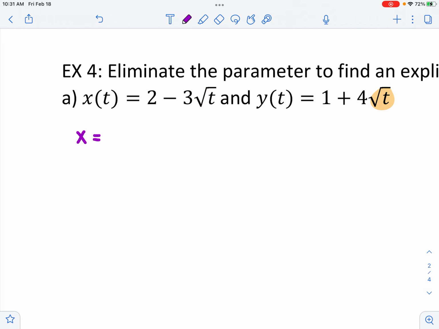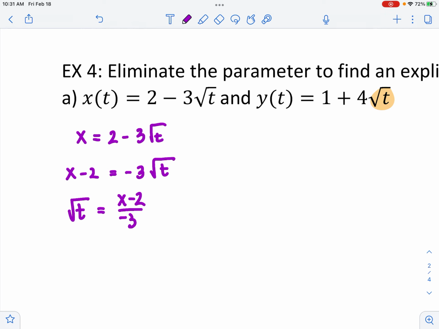So this equation is x equals 2 minus 3 root t. And I'm going to solve this equation for root t. So I'm going to subtract 2 from both sides. And then I'm going to divide both sides by -3. So I have root t is the same thing as x minus 2 over -3. So now I can replace any root t with x minus 2 over -3, which is right here. And that's what I'm going to do. So I'm going to do y equals 1 plus 4 times, and then x minus 2 all over -3.